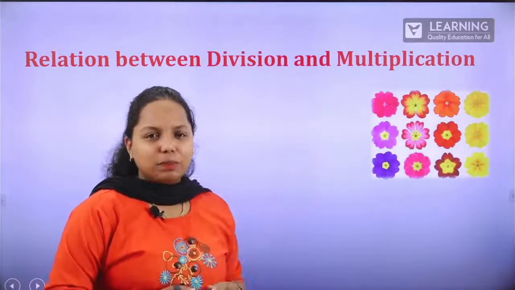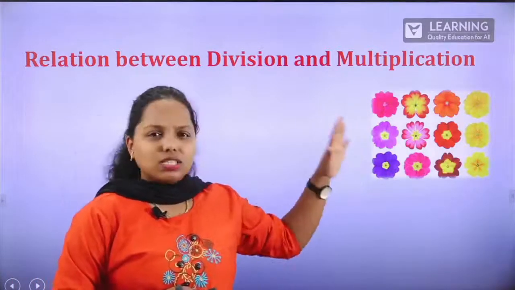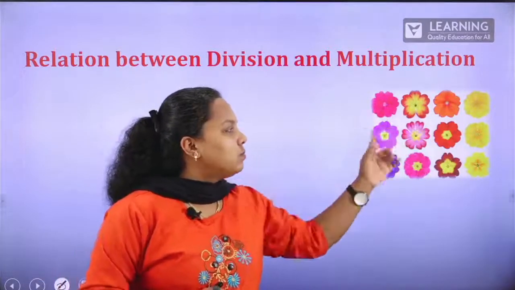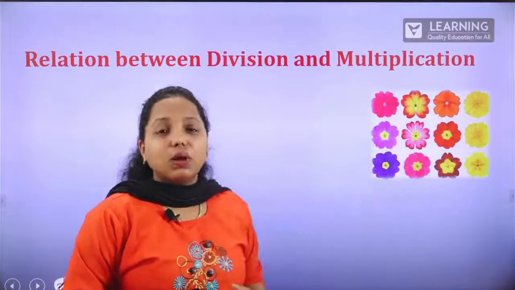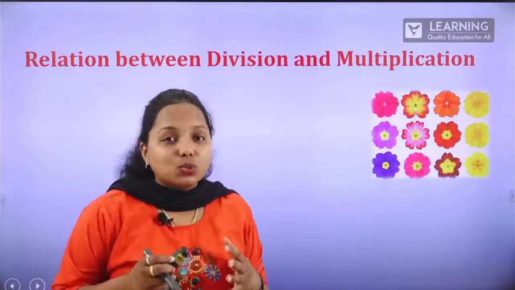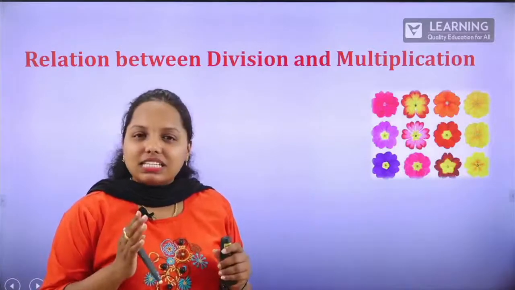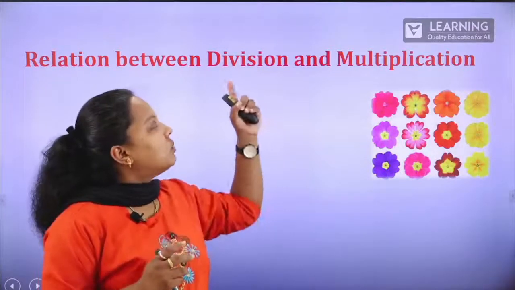Here you can see some picture. What is that picture? There are some flowers over there. Can you just count? Yes, 1, 2, 3, 4, 5, 6, 7, 8, 9, 10, 11, 12. So total there are 12 flowers over there. But easy method. What is that easy method? Instead of sitting and counting, easy method.